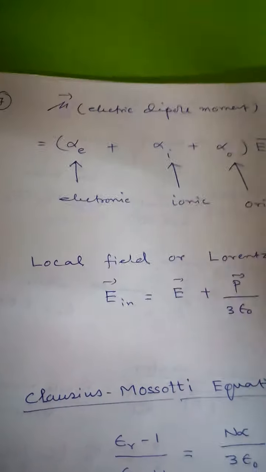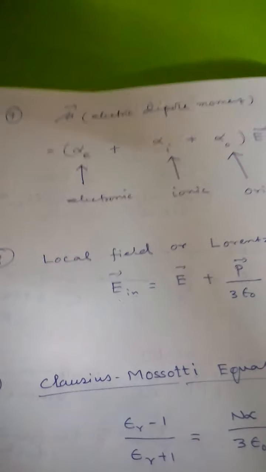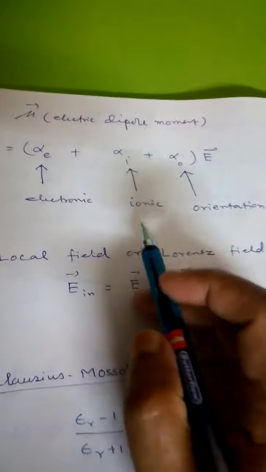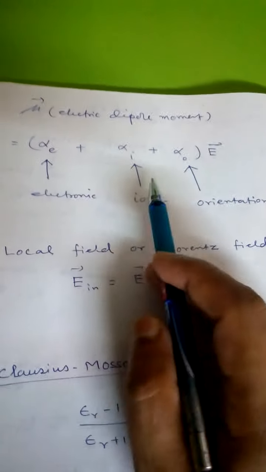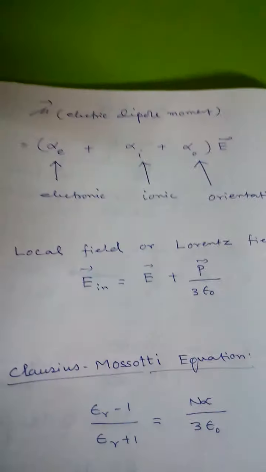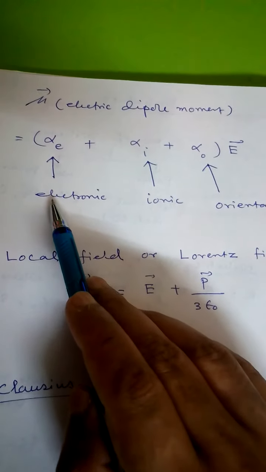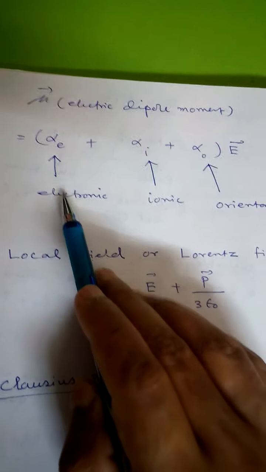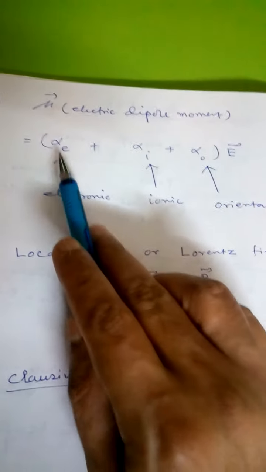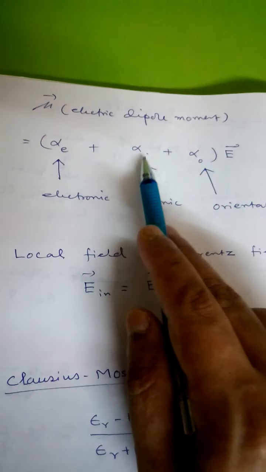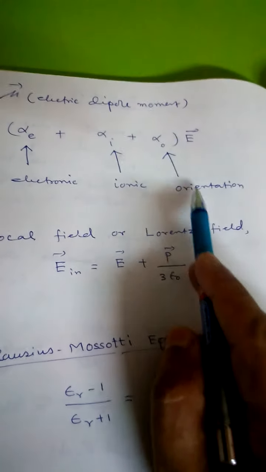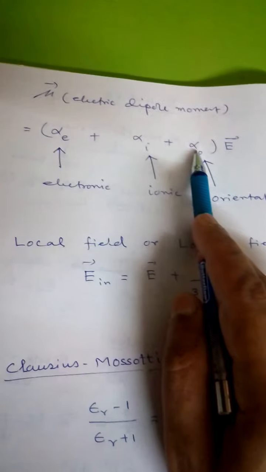Next one, electric dipole moment. It consists of various different contributions. This is the electronic polarizability part. This is the ionic polarizability part. This is the orientation polarizability part.